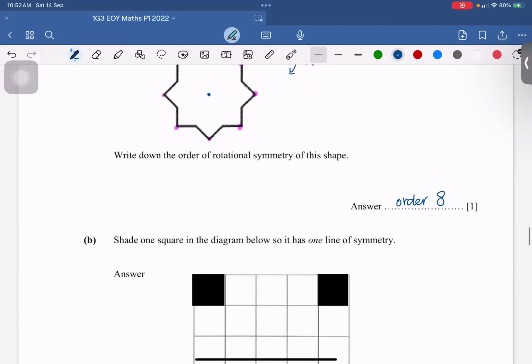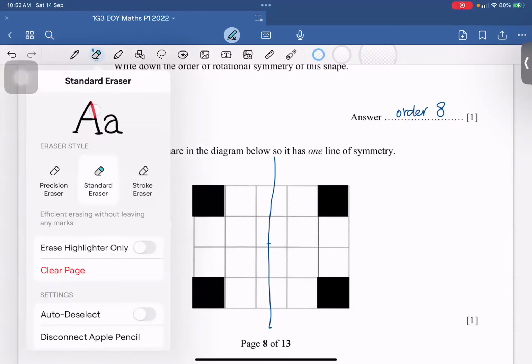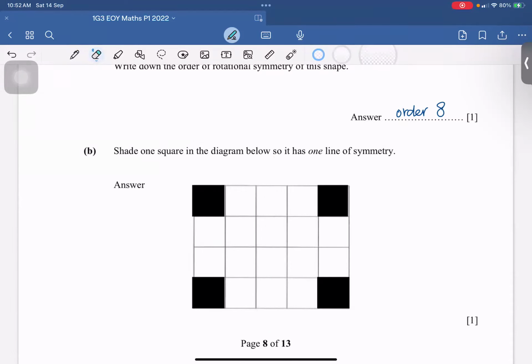Next one, shade one square which has one line of symmetry. Currently, this picture has 2 lines of symmetry, one in the middle. I can only shade one square. So in order to eliminate one of the lines of symmetry, I should keep the line of symmetry right in the middle, because if I want the other line of symmetry, there's no way I can shade only one square. So I have to keep this line of symmetry instead.